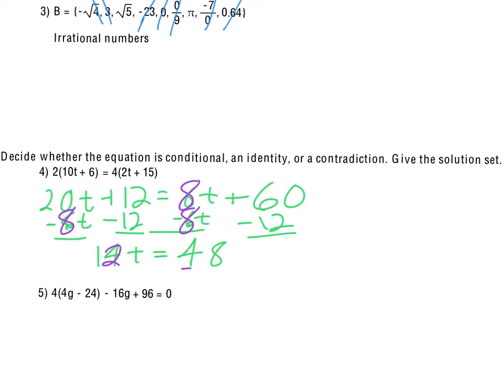So dividing by 12, we get t equals 4. So that's really my solution set. I also need to then say that this is a conditional equation.